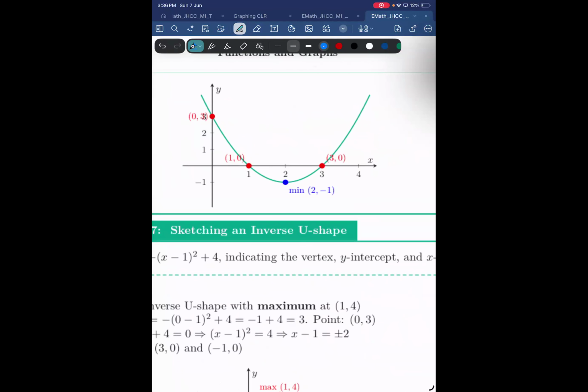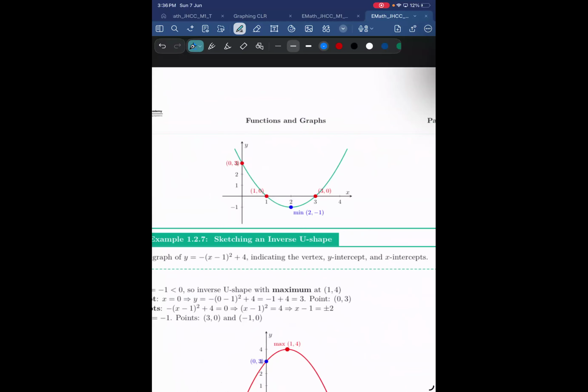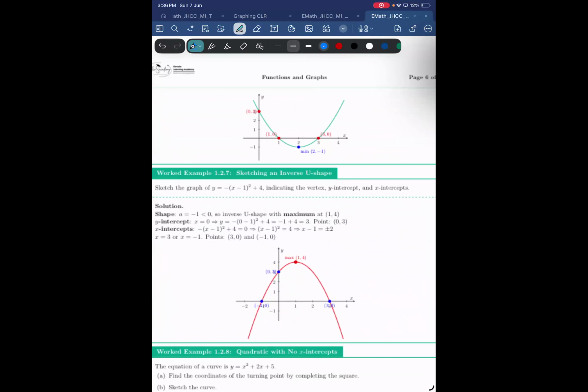Once you find these three things, you plot them on the graph, then you just connect the dots. It's that simple. Then another example. Here you can see it's going to be a negative, an inverse U shape. It just so happens that they give you the graph in completed square form. So the vertex here is 1 comma 4, which is a maximum point. Your only goal now is to find the x and y intercepts. The x-intercepts are 3 and minus 1, and the y-intercept is just 3. Then you plot those 4 points and you just connect them.